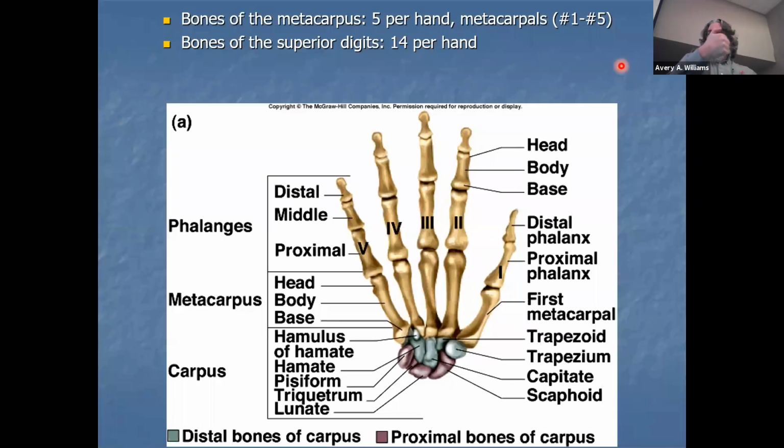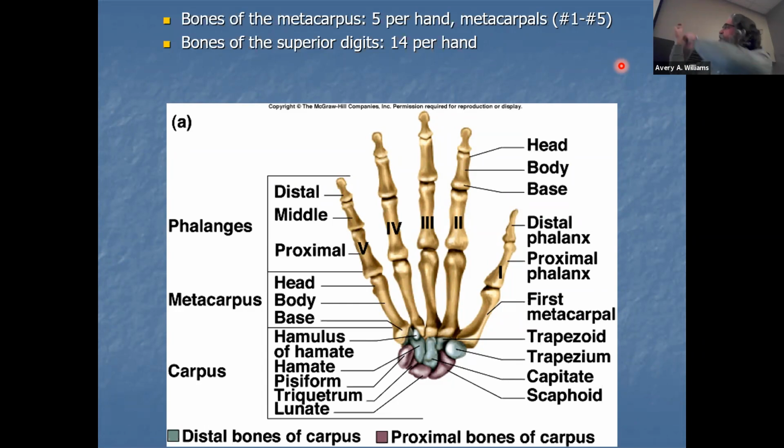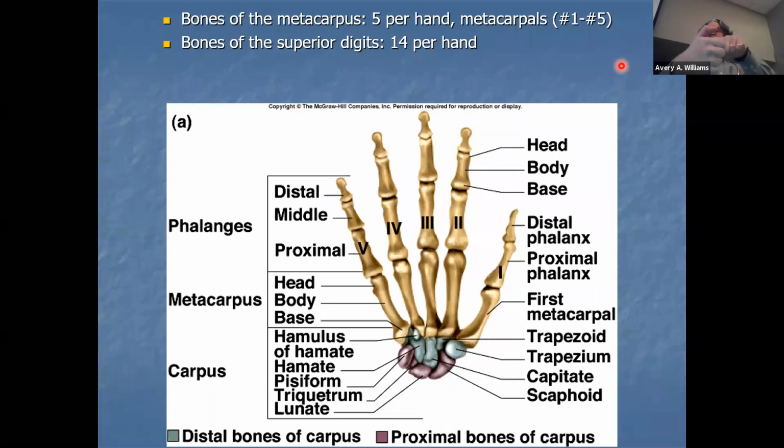See how your thumb, see me doing this? See you guys doing that? All your other digits go up, over, and down. See, up, over, and down. But your thumb only goes up and over. Doesn't go down because it's missing a phalanx right there. So that's your discrepancy.